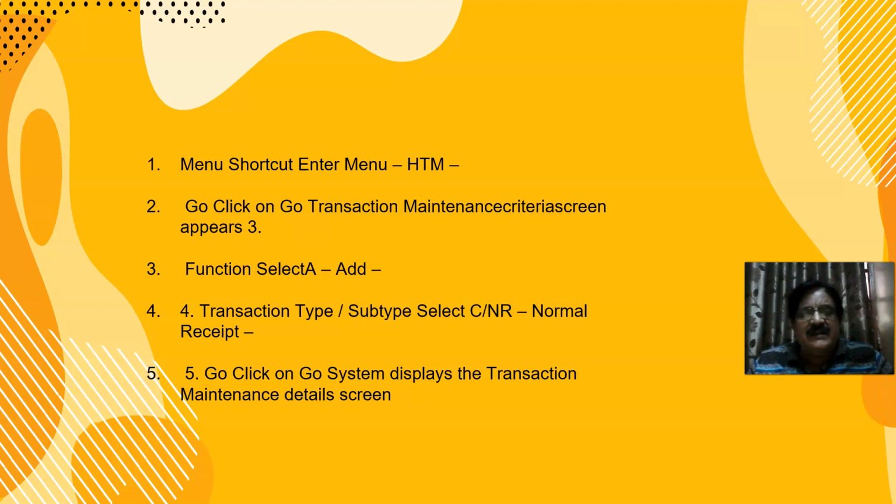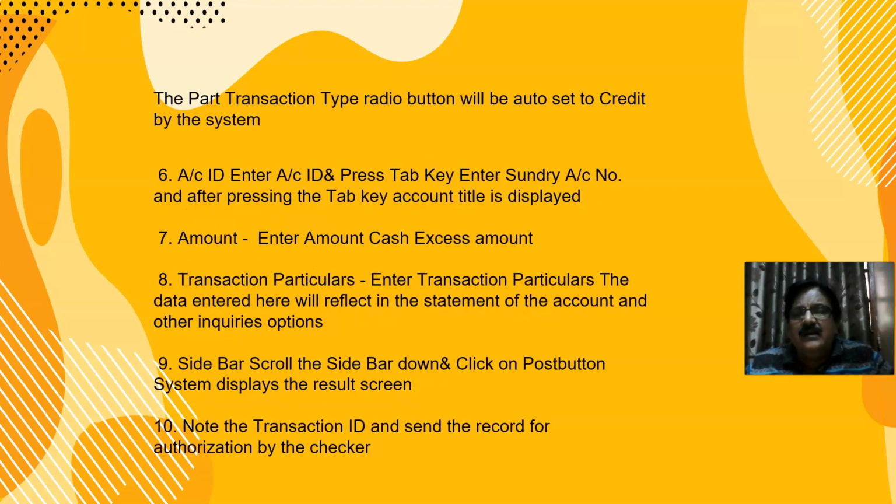The system displays the transaction maintenance detail screen on clicking go, wherein you'll get the radio button as credit. It will be automatically marked for credit entry. Now we'll choose the account where we'll park that excess cash, that will be sundry. So the part transaction type radio button will auto set to credit by the system. The first leg is automatically credit sundry, because cash will be debited automatically by the system.